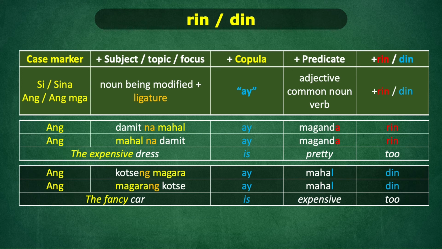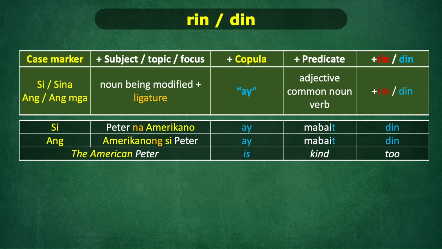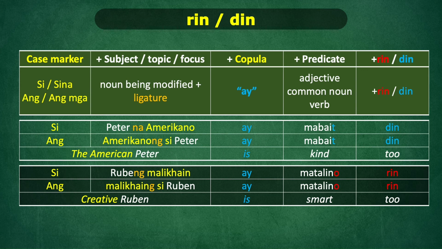Ang kotseng magara ay mahal din. Ang magarang kotse ay mahal din. The fancy car is expensive too. Si Peter na Amerikano ay mabait din. Ang Amerikanong si Peter ay mabait din. The American Peter is kind too. Si Rubeng malikhain ay matalino rin. Ang malikhaing si Ruben ay matalino rin. Creative Ruben is smart too.